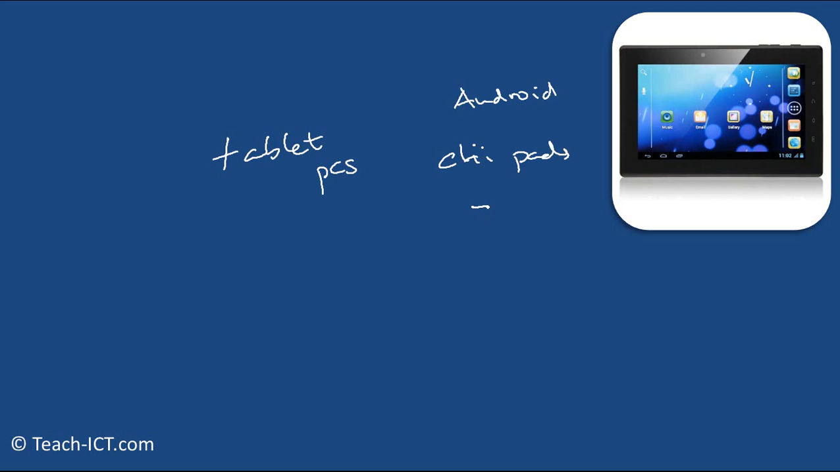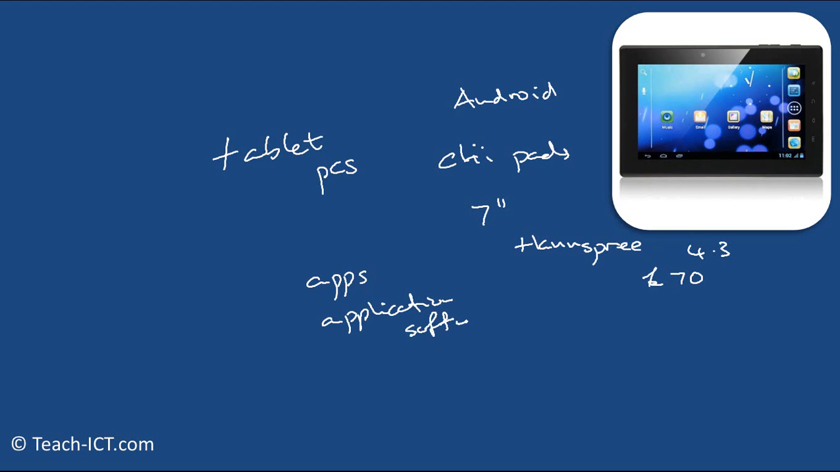It was a little 7-inch chai pad, Chinese pad, that sounds like China pads, and it's an unbranded thing. I think it was manufactured by someone called Hanspree, and it had Android 4.3, I think, on it, something like that. I think they call that ice cream sandwich or honeycomb, can't remember which one it is, and it came in at an astonishing £70. That's all it cost, and it's really, really good. You can put all sorts of apps onto that. Once again, just to remind you, apps is just a shortening of application software, which is something we'll look at later on.